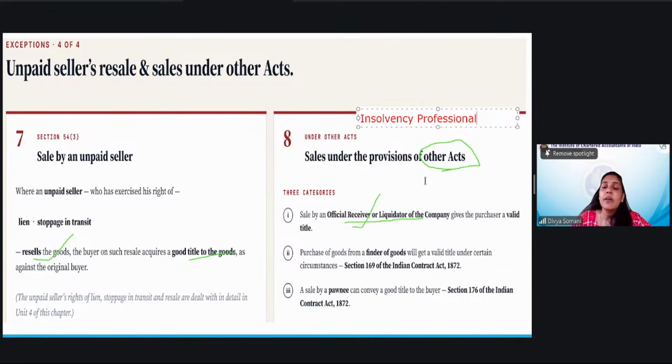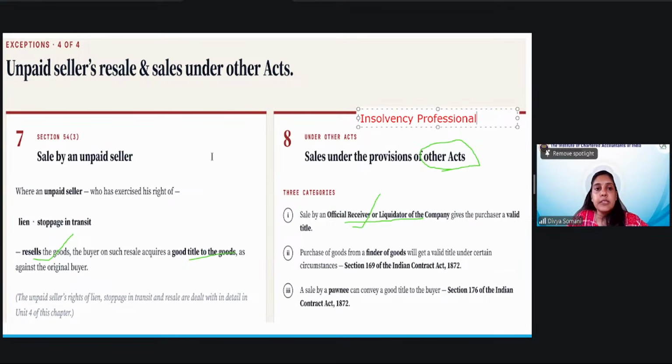Okay, so that is the point mentioned here: whenever a sale is made by an official receiver, liquidator, or insolvency professional, since these persons are not the owner of the goods but, in their position, they can still sell the goods, the other persons will get a better title, or they will get the ownership. Whomsoever they have sold the goods to will get the title. This is the first case.